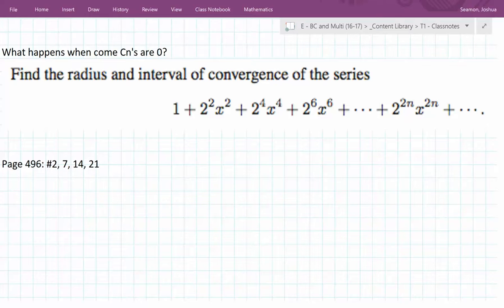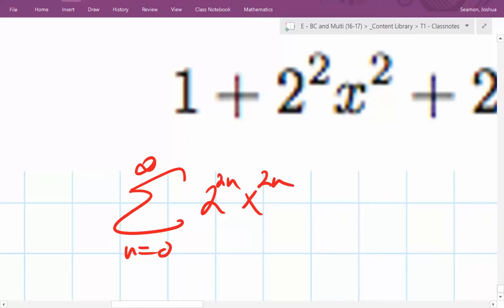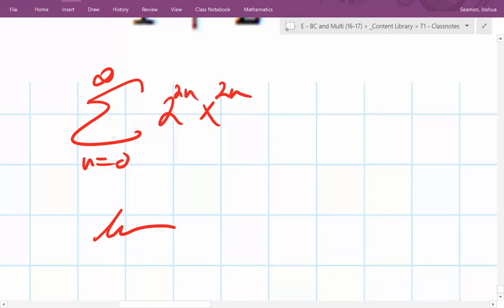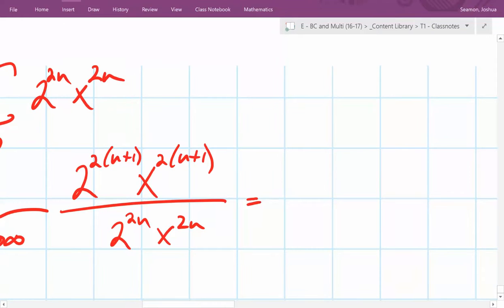So our second one. I liked what I saw. You immediately dove in and wrote the explicit formula. And the explicit formula was the sum from n equals 0 to infinity of 2 to the 2n, x to the 2n, right? So the limit as n goes to infinity of 2 to the 2(n plus 1), x to the 2(n plus 1), all over 2 to the 2n, x to the 2n. When you cancel this, you end up with 4x squared, correct?